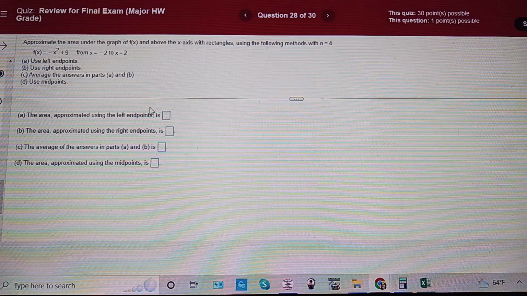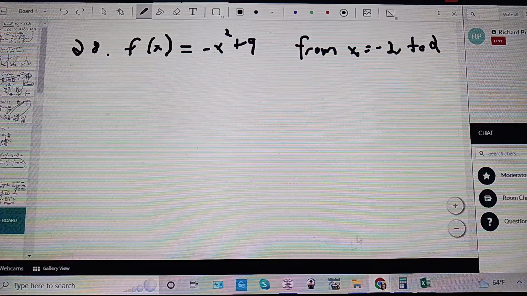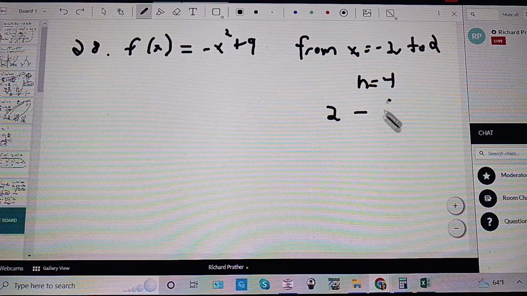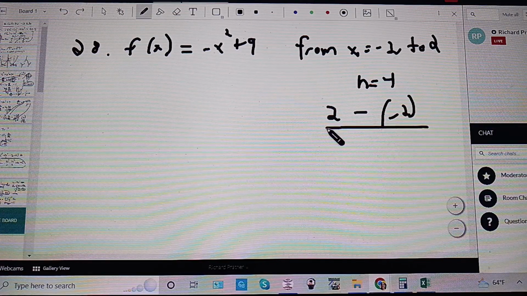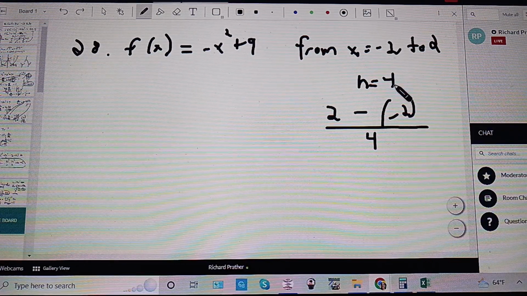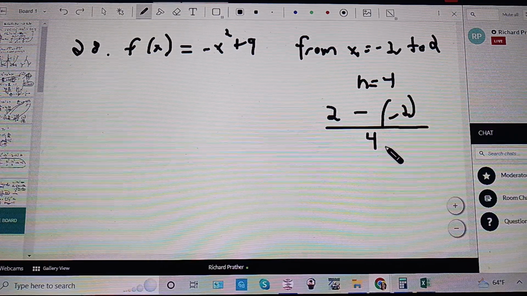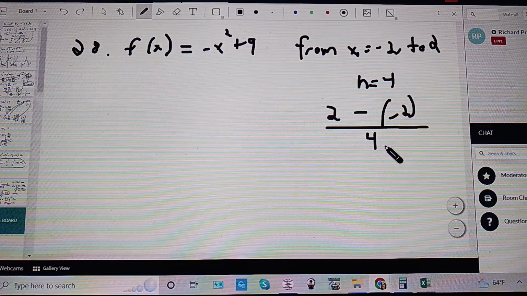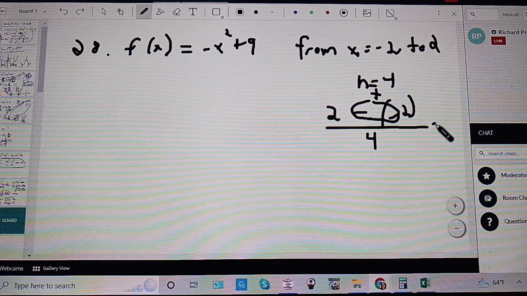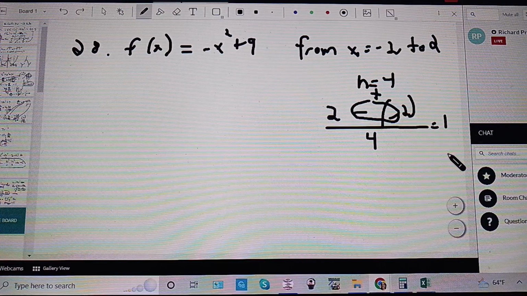And then we want n equals 4. That's the number of rectangles. So if you go from end minus beginning and divide either by the number of rectangles or by the width of the rectangles, then you get the other answer. So this n equals 4 is the number of rectangles. If I divide by the number of rectangles, then I get the width of each one. Sometimes they tell you the width of each one, and then you divide by that, and that tells you how many rectangles you'll have. Well, this minus a negative is plus, so that's 2 plus 2, 4 over 4. There's going to be a width of 1 on each rectangle.